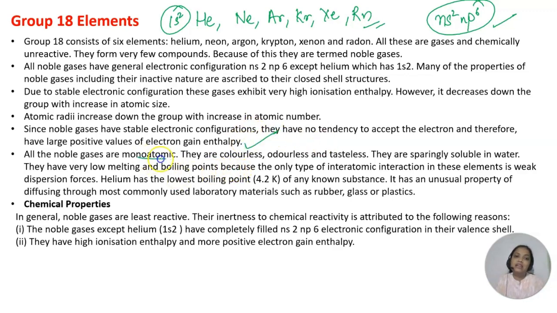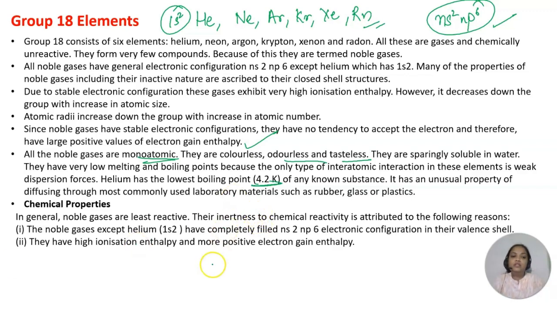Okay, noble gases are monoatomic, colorless, odorless, tasteless. They are sparingly soluble in water. They have low melting and boiling points because there are no interatomic interactions. Okay, so it's just that only weak dispersion forces are there. Helium has the lowest boiling point of any known substance, 4.2 Kelvin.